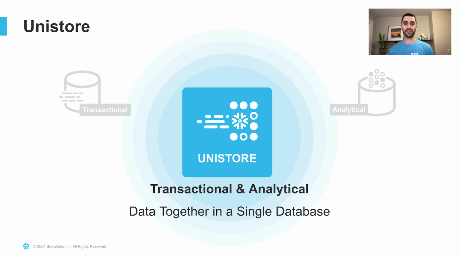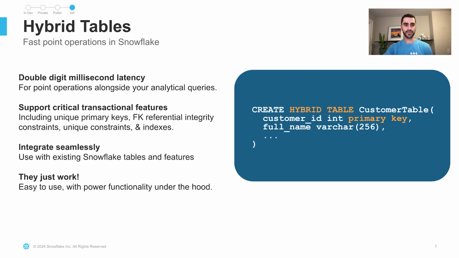Snowflake has long been used as a highly scalable cloud-native analytical database, so it's really the transactional half of this picture that's new to Snowflake. And that's where hybrid tables come in. Hybrid tables are the flagship feature powering Unistore workloads on Snowflake by enabling high concurrency, double-digit millisecond latency point operations natively inside Snowflake, all alongside the petabyte scale analytics that you already run on other analytical table types inside Snowflake.